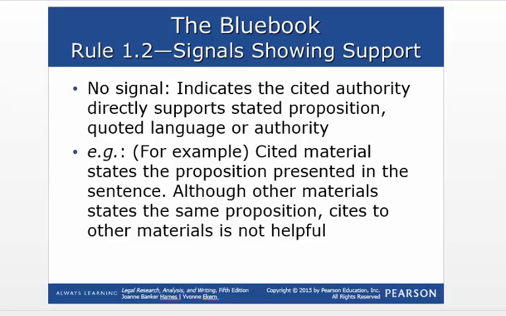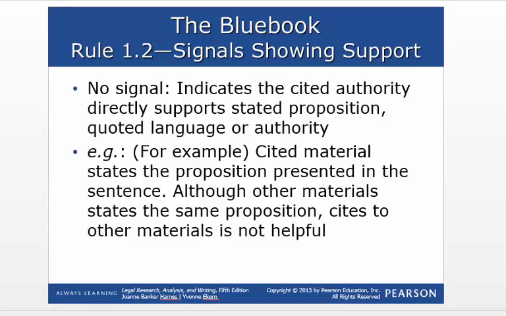So the slide currently in front of you. If there's no signal, then that citation directly supports whatever statement it's connected to, whatever argument it's connected to. If you just put the citation alone, no signal, that indicates that the statement is supported by whatever authority you use. And authority is your cases or your statute.